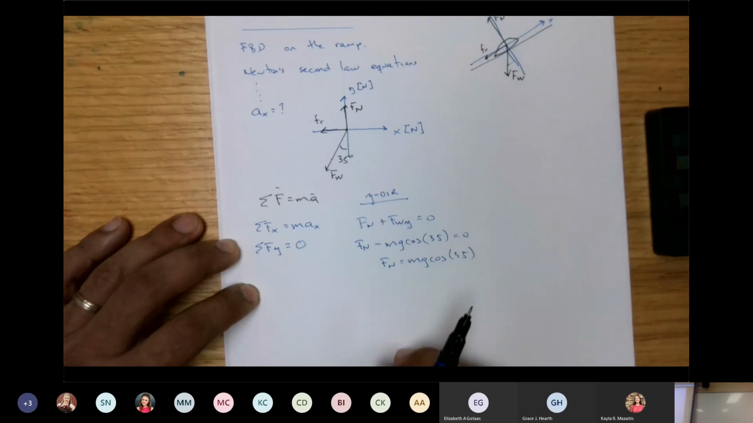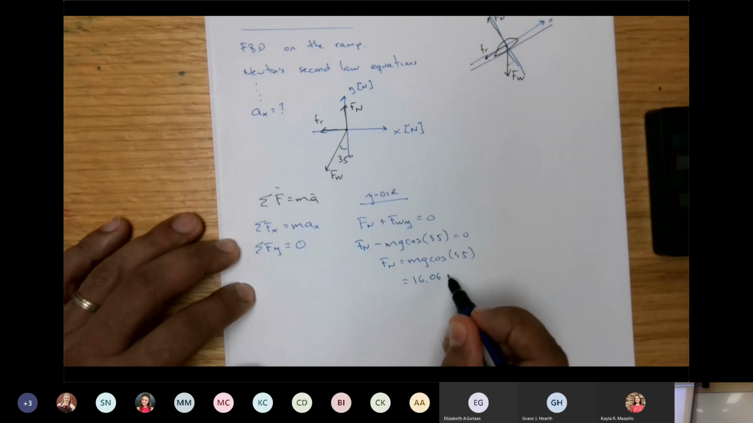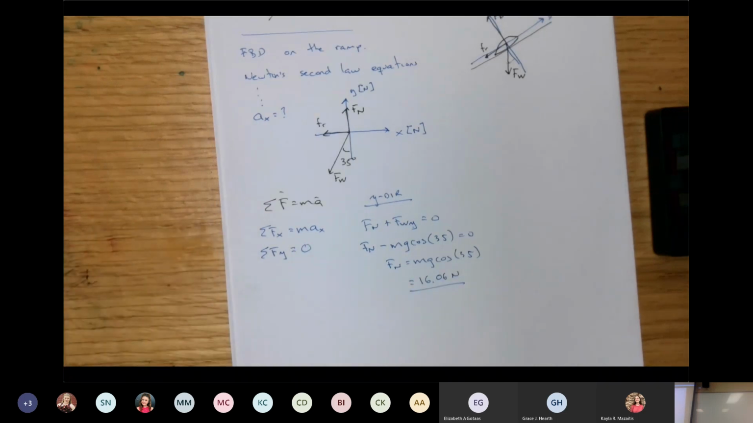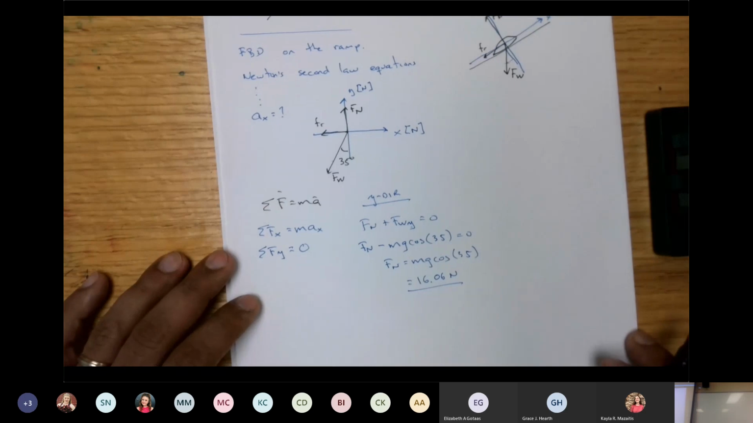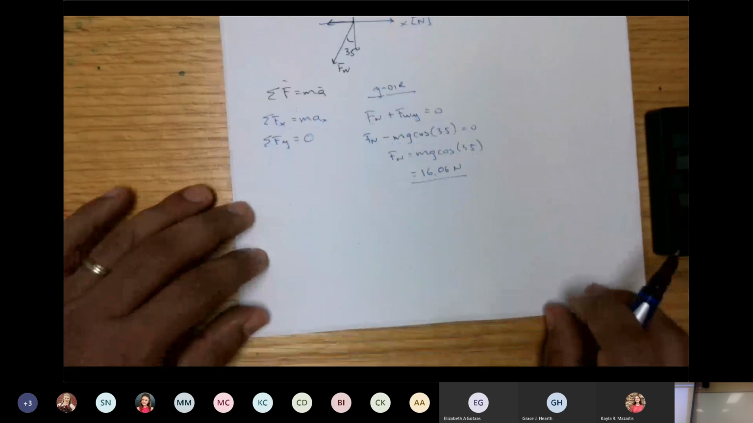And Rihanna, do you have the value of the normal force? Negative 16.06. Yes. Okay, so that's the value of my normal force. Now I'm going to look at the x direction.